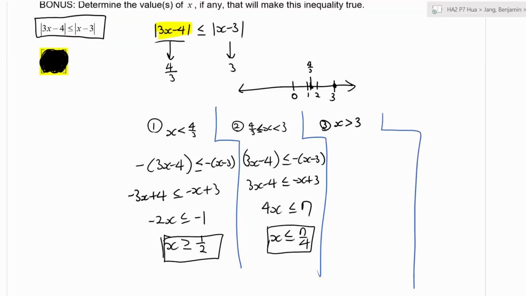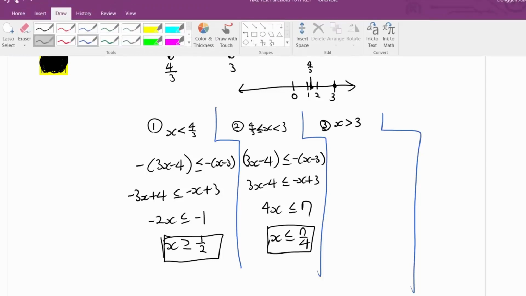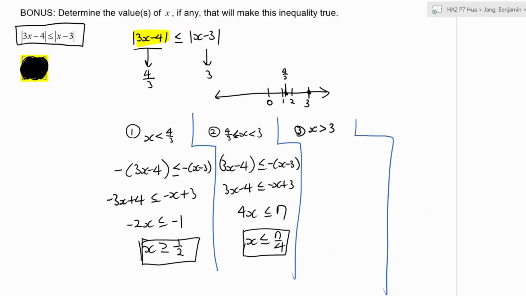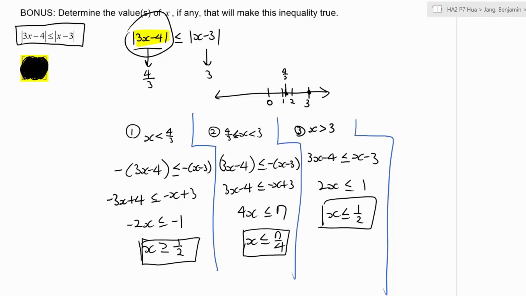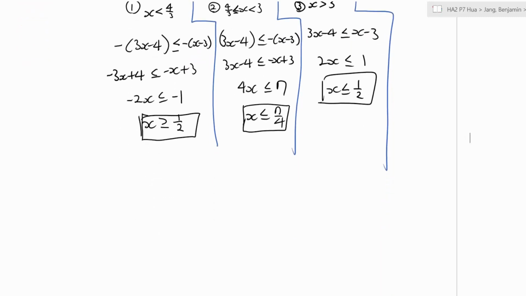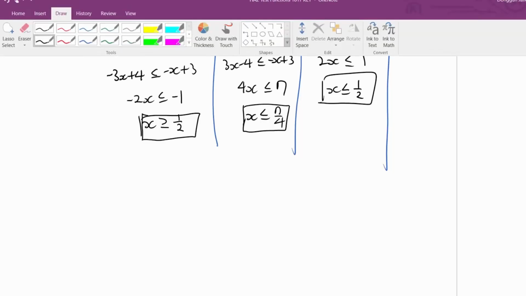And for the third interval, if x is greater than 3, then of course this equation will be greater than 0. Similarly, this equation would be greater than 0. 2x is less than or equal to 1. So from the three intervals, we get three inequalities, and let's graph them in a number line.